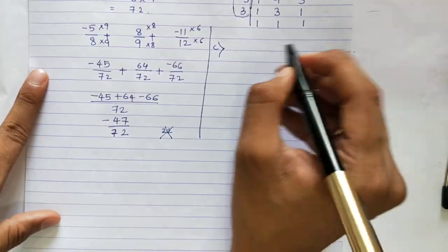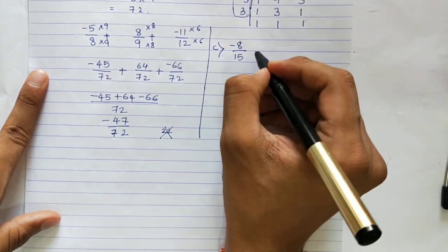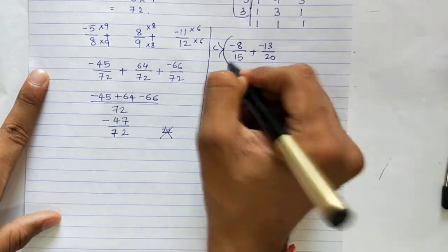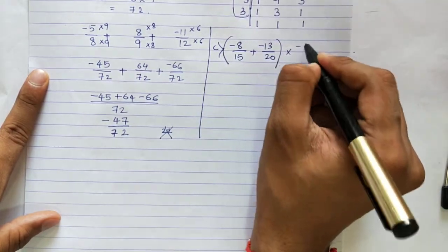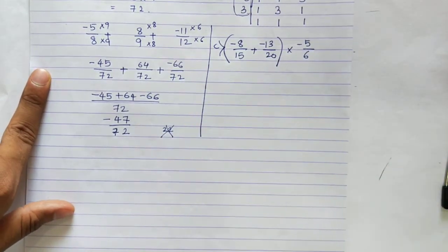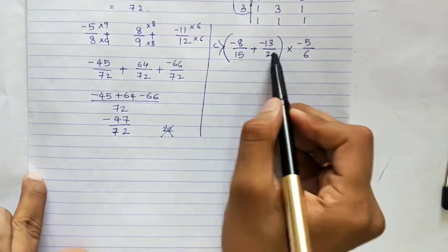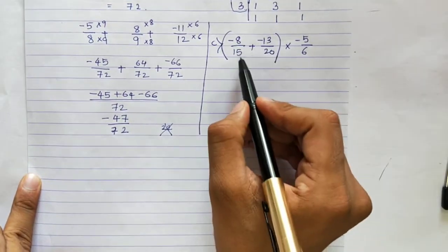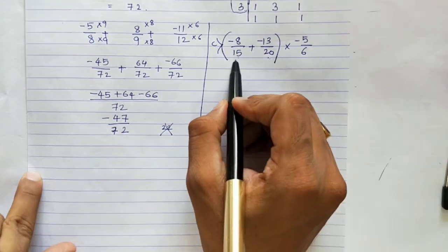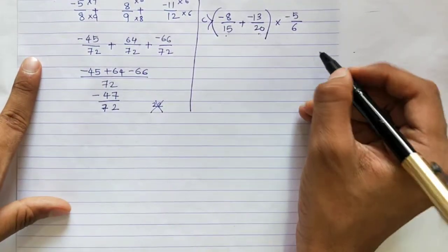Question number 5C. Here I have minus 8 upon 15 plus minus 13 upon 20, minus 5 upon 6. There is a bracket here. That means we have to first solve this. So the denominator is not same. We have to make the denominator same. So LCM of 15 and 20. We'll first find the LCM of 15 and 20.